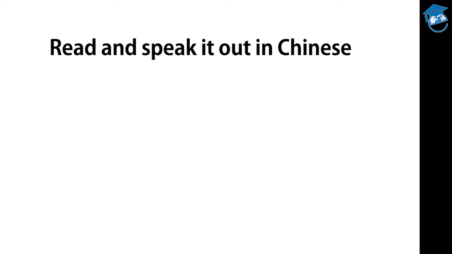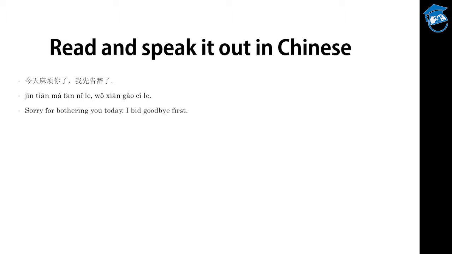The first one is this one. How do you read and speak it out in Chinese? Okay, it should be read as 今天麻烦你了，我先告辞了. Okay, and I hope you get the meaning right as well. It is, sorry for bothering you today. I bid goodbye first. Okay, so it should be very straightforward because 今天麻烦你了 is like today I bothered you. Okay, and in English it is more like an apology. So that's why in translation I would say sorry for bothering you today.